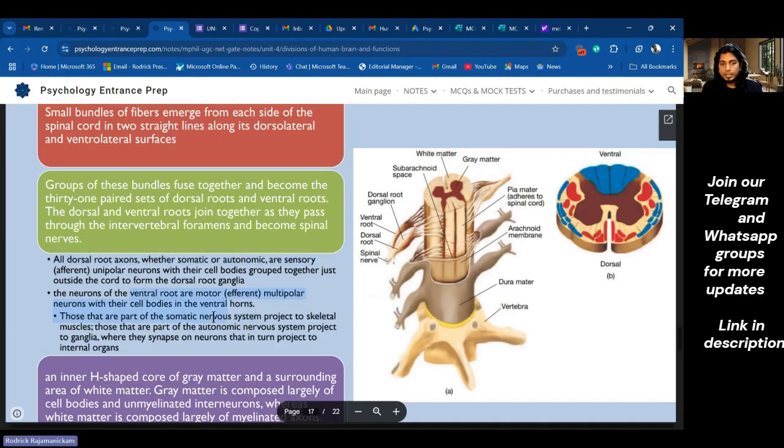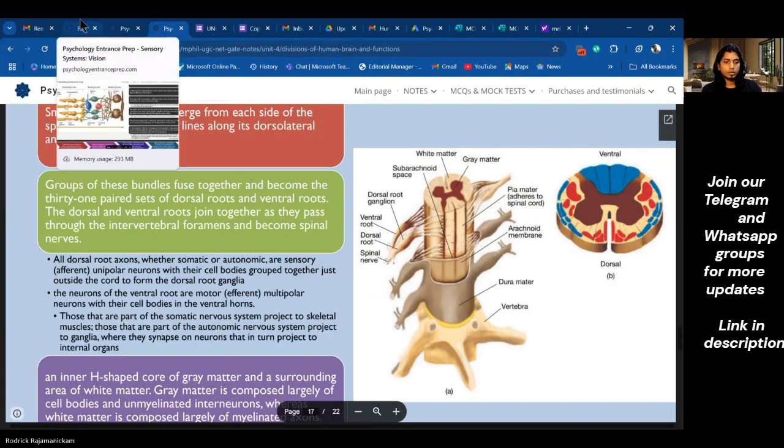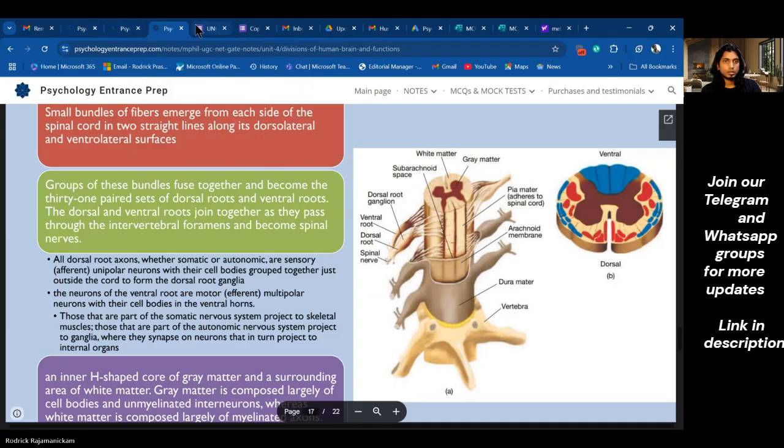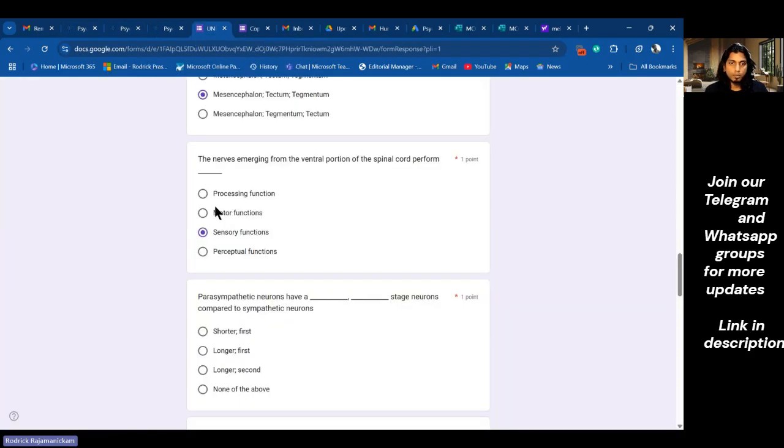So the ventral part is motor. So it has no ganglion. The dorsal part is for sensory. So all the things are collected here in a ganglion, or you could say cell bodies, and then go to the spinal cord. This is something even I had difficulty with. All right. So that would be motor for ventral and sensory for dorsal.